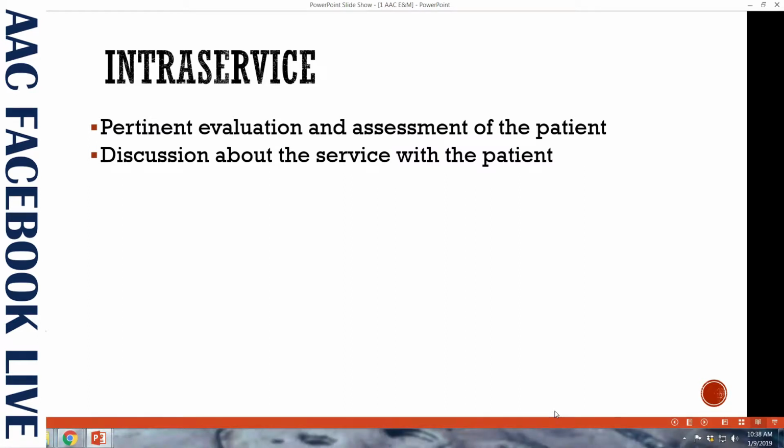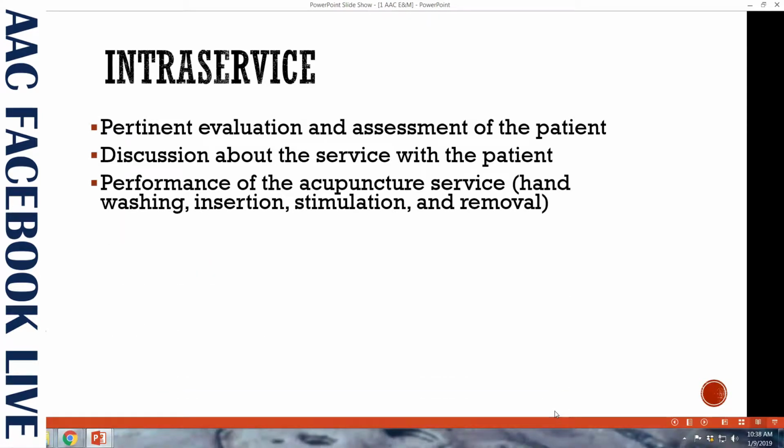Maybe you're changing the treatment plan a bit. Maybe you want to evaluate and add different points and explain why. So it includes that. And of course, it includes doing the acupuncture. Now, the acupuncture includes doing everything associated, which means washing your hands, cleaning the points, choosing the points, but of course, inserting, stimulation, and even removal.